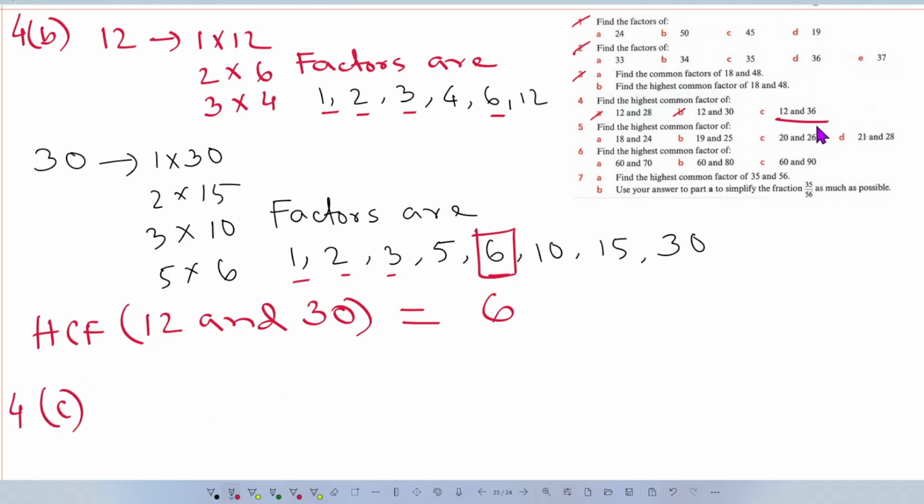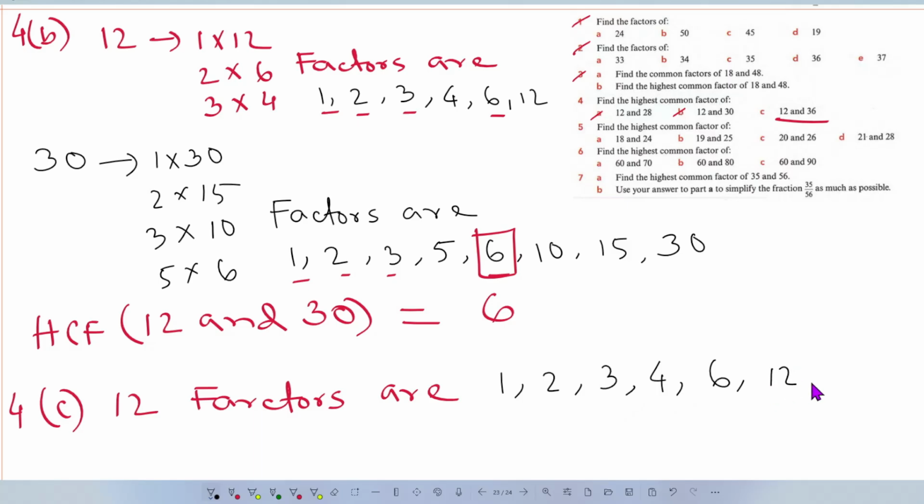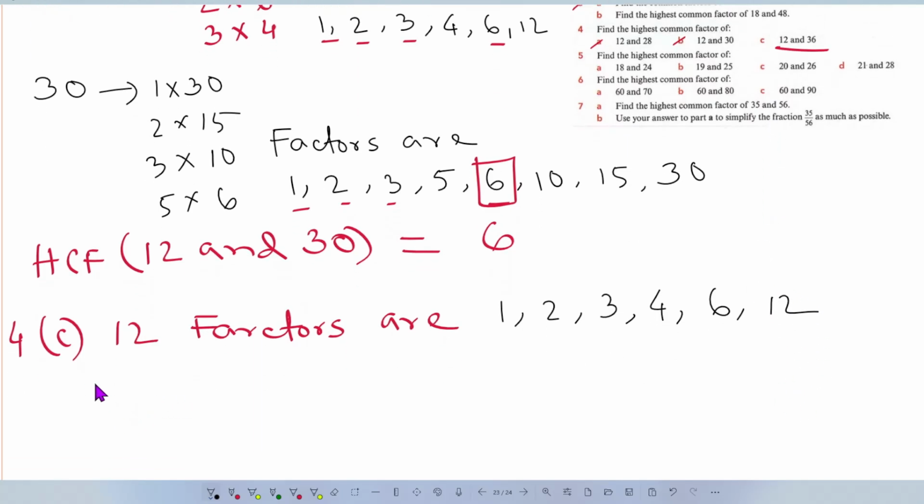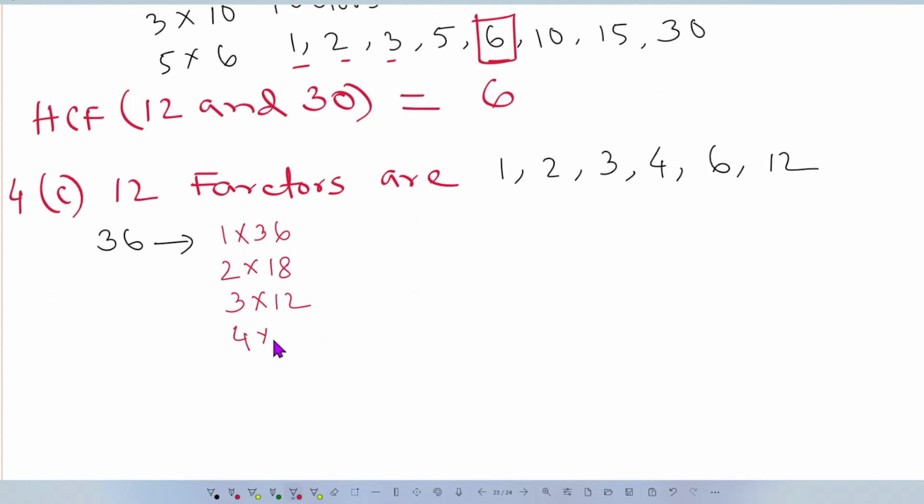So here it is 12 and 36. 12 we already found out: 1, 2, 3, 4, 6, 12. So we can write the factors of 12 are again 1, 2, 3, 4, 6, 12. And then 36. 1 times 36, 2 times 18, 3 times 12, right? Then 4 times 9. It's enough.